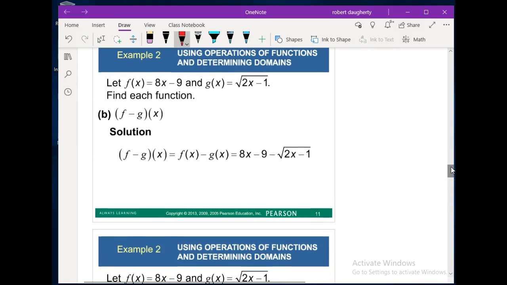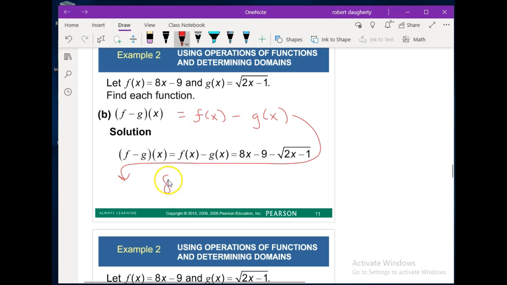Same two functions, what is f minus g of x? By definition, this is f of x minus g of x. So what is that? That is f of x, 8x minus 9, minus g of x, the square root of 2x minus 1. So f minus g of x is 8x minus 9 minus the square root of 2x minus 1.